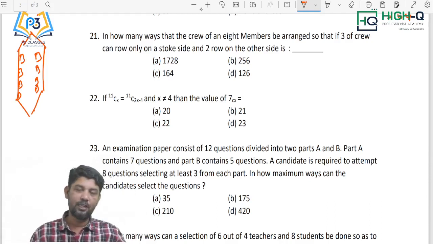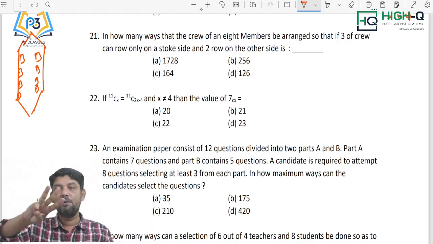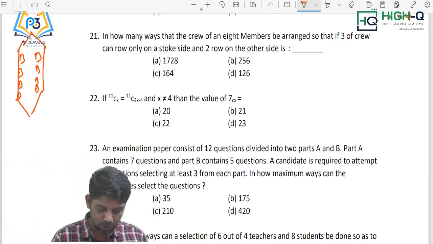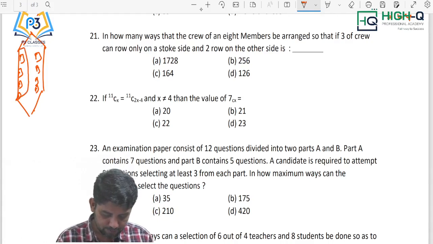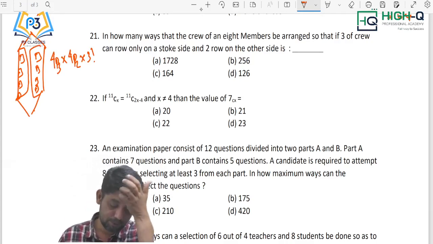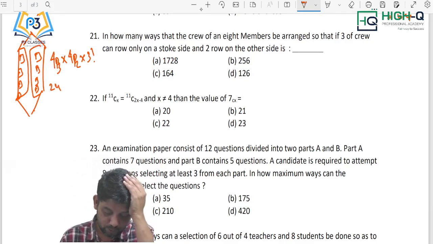So 3 on one side, 2 on the other side. Remaining 3 people are there. For them no constraint. They can sit anywhere and they can row the boat. So 3 on one side, 4P3, because each side we have got 4 seats. So 2 on the other side, 4P2. No constraint for 3 people. 4P3 is what? 24. 4P2 is what? 12.